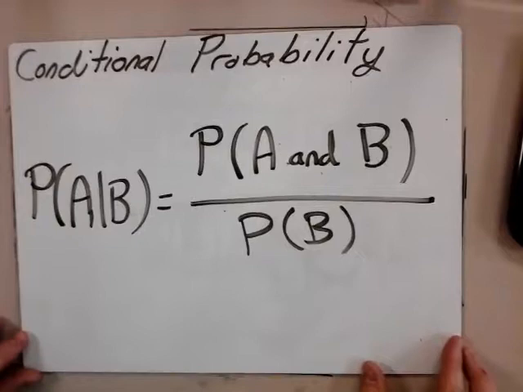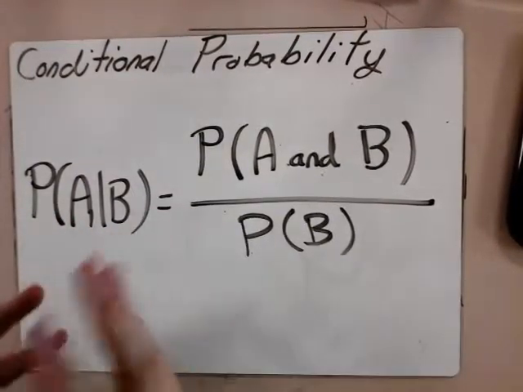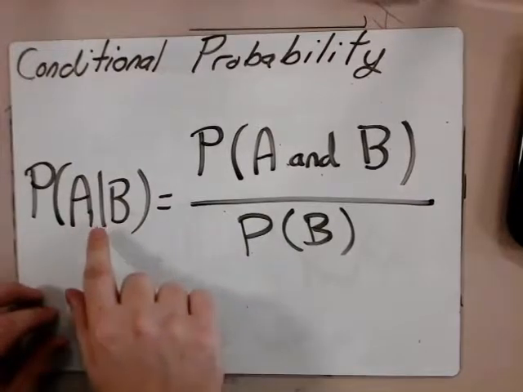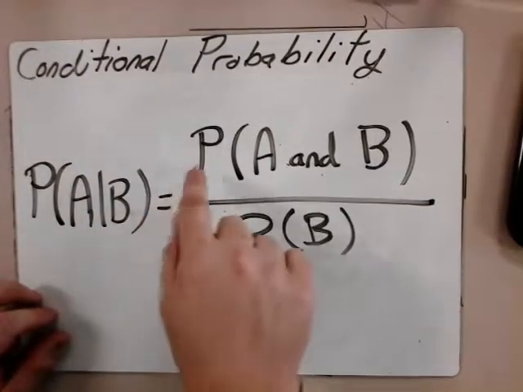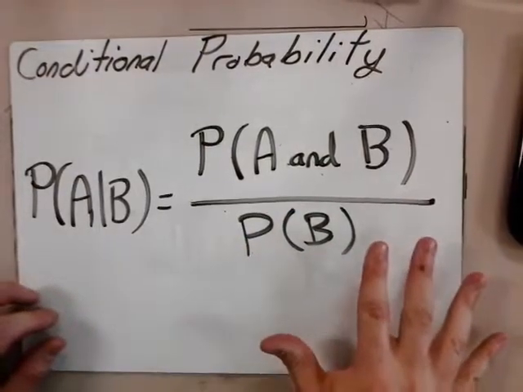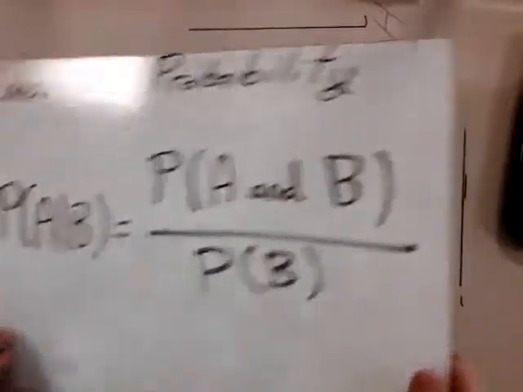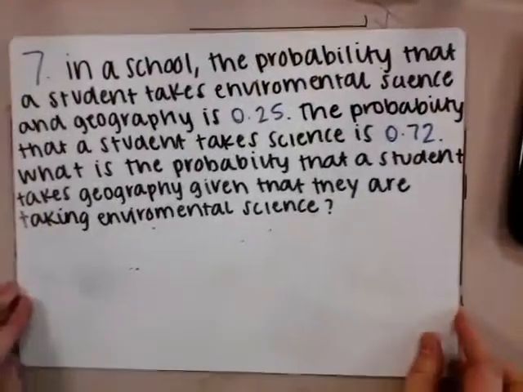Okay, so conditional probability. We've been looking at this for a while in this form, probability of A given B. Well, now we can find it numerically. So probability of A given B is equal to the probability of A and B over the probability of B. All right, sounds really intimidating. It's really not that bad. Let's take a look.